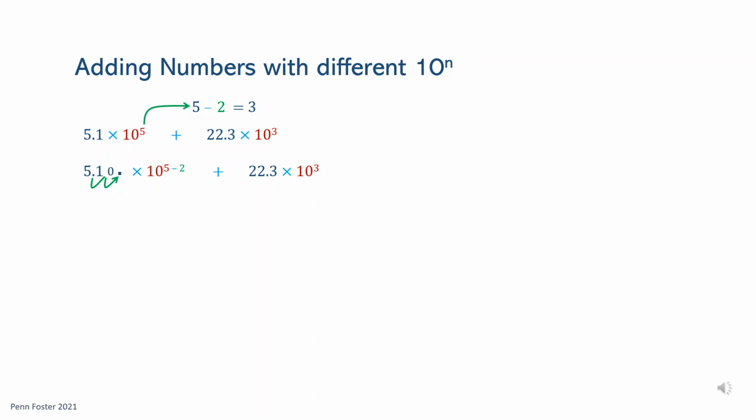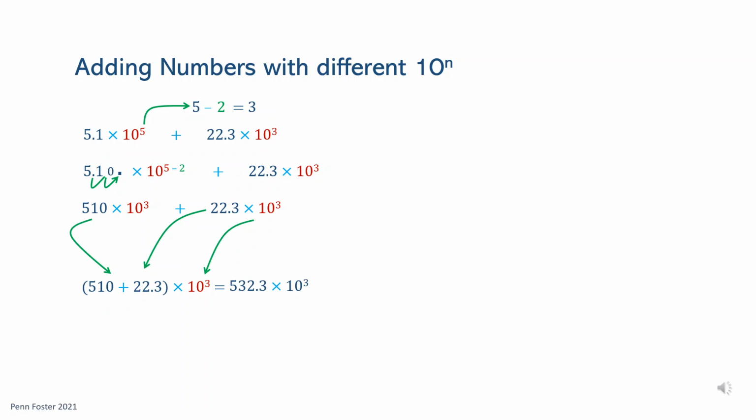Now we're adding 510 times 10 to power 3 plus 22.3 times 10 to power 3. Since the powers are the same, combine the numbers and bring in the exponential 10. Add 510 plus 22.3. It's 532.3, and bring down 10 to power 3.